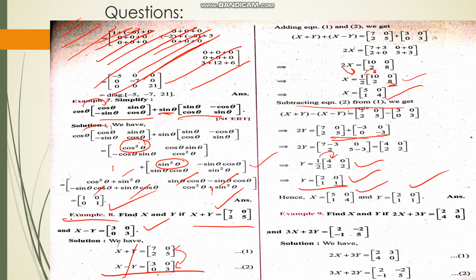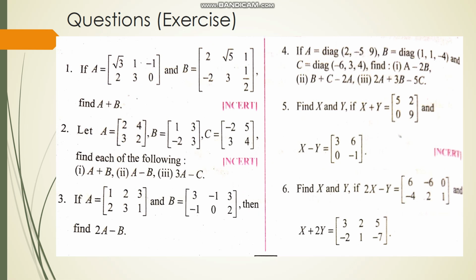In the same way you can solve this question number 9. See some exercise questions. A and B are given, the order of the first matrix is 2 row 3 column, 2 cross 3, the order of the second matrix B is also 2 row 3 column, the order is the same, so we can add them. So simply we have to add the respective elements. Question number 2, here also addition and subtraction only.